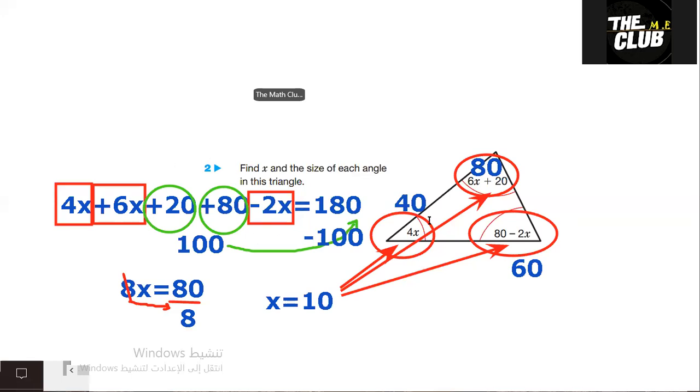So again, we took all the angles, we added them together, made them equal to 180. We solved them by finding the value of x. And then we got the x back and found each angle alone. Now, let's move on to the next one.